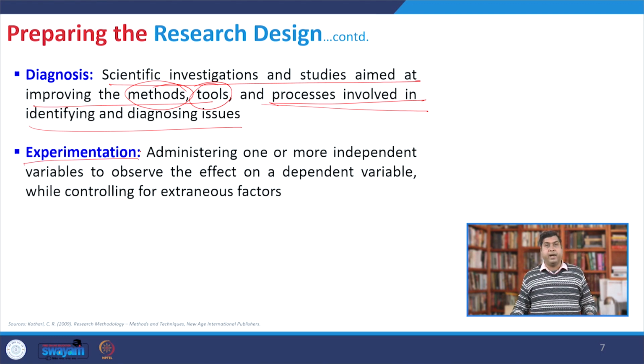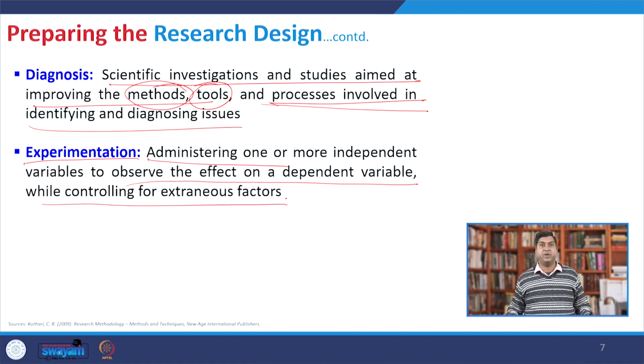Experimentation: in this case, what you need to do is administer one or more independent variables to observe the effect on the dependent variable while controlling the external factors. So, while establishing the relationship, you say okay, this is the dependent variable and this is independent. I give you another example related to water consumption in a city.